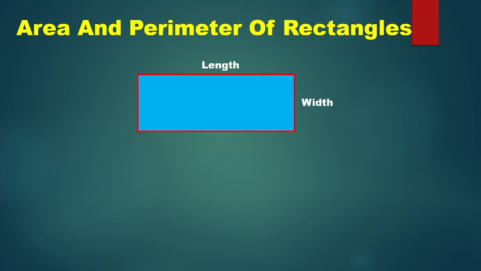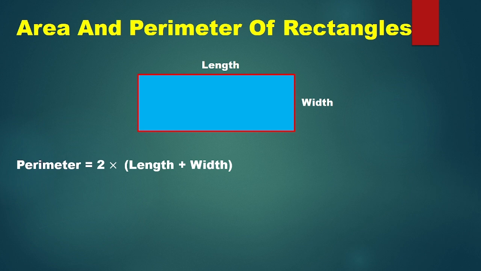Now, to find the perimeter of a rectangle: perimeter simply means adding up all the sides. That is the length of all the sides combined. That's the perimeter. And there's a simple formula to find the perimeter of a rectangle. It is simply 2 multiplied by the length plus the width. So you add up the length and the width and you multiply it by 2.